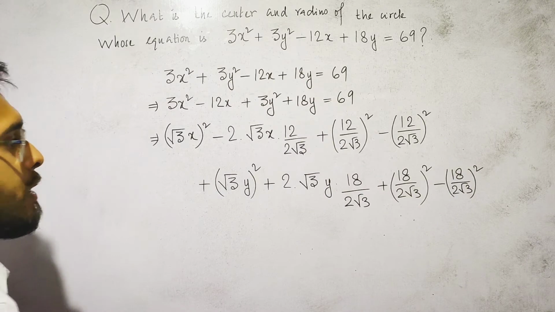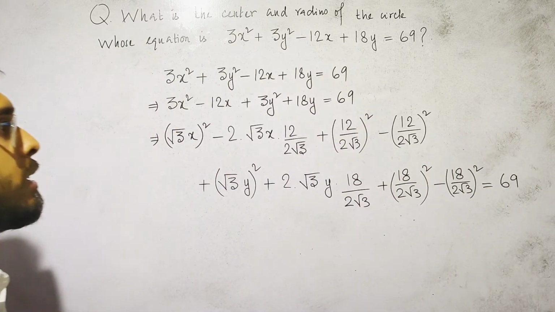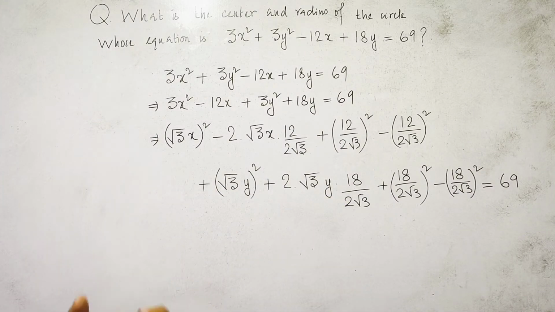And everything done ultimately results in 69 on the right hand side. So that is the total process. Now we have to minimize the thing.